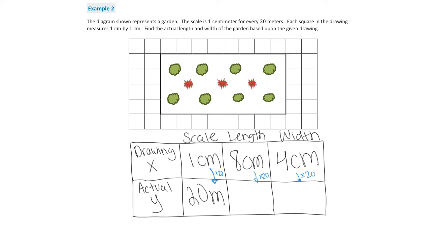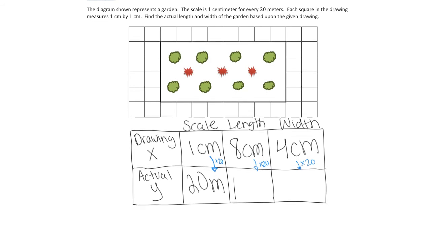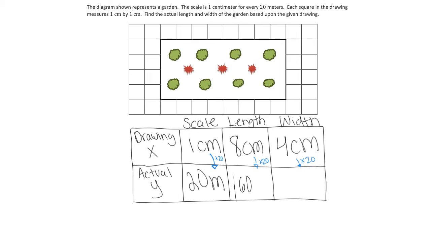Now, get out your calculators if you need. We have 8 times 20. That'll give us 160 meters. And then we have 4 times 20, which will give us 80 meters.